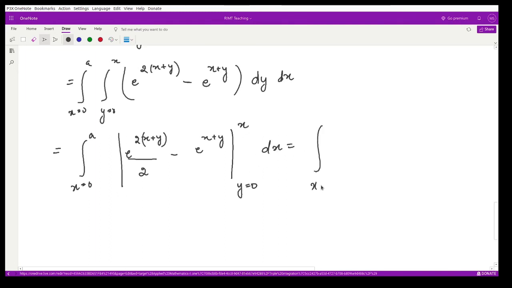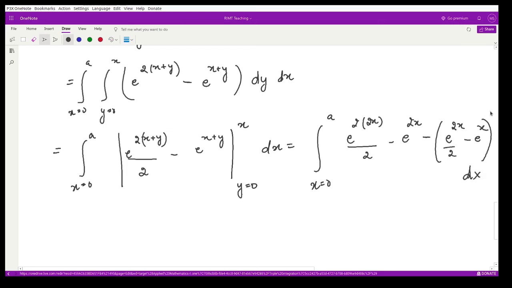So when you substitute these limits, you will have e to the power 2, instead of y we will first write x, so it would be 2x by 2, and then here we will have 2x, and instead of y we will write 0, so this would be minus of e to the power 2x minus e to the power x by 2 into dx. So this is what you have. So we can simplify this first, x varying from 0 to a, and then e to the power 4x by 2. Now here we have minus e to the power 2x minus e to the power 2x by 2. So this is equal to minus 3 by 2 e to the power 2x, and then we have plus e to the power x and then dx.